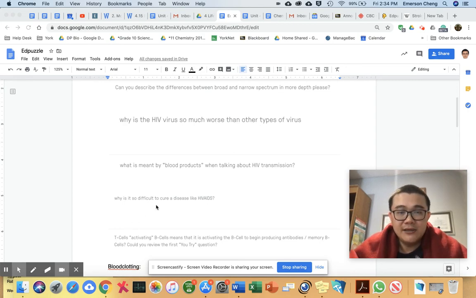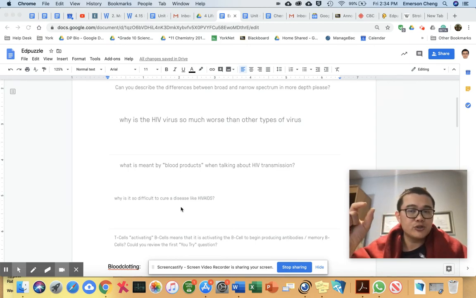Now, in terms of why it is so difficult to cure a disease like HIV or AIDS, there are many reasons. One reason is, A, it attacks immune cells. B, when the virus comes in, HIV injects its genetic material, which is RNA. It goes through a process called reverse transcription, so it goes from RNA to DNA, and then it inserts that viral DNA, or DNA from the virus source, into the host genome.